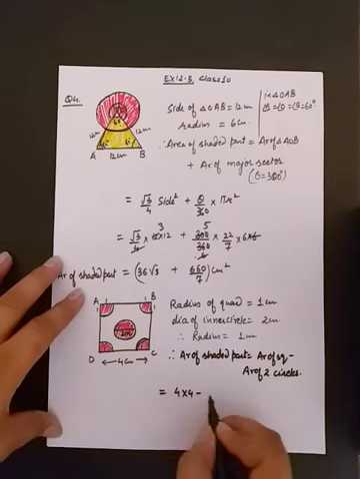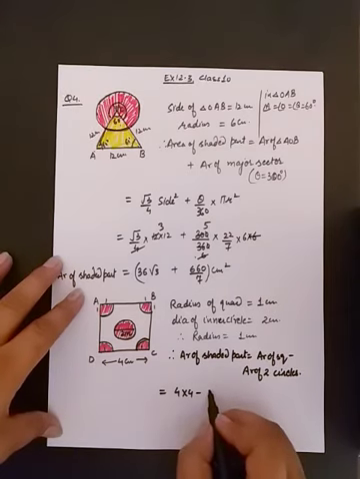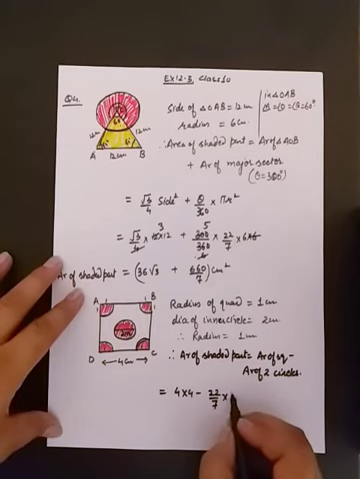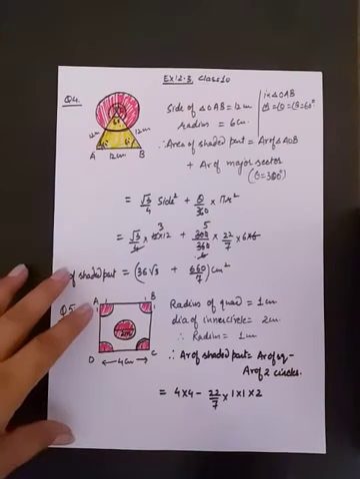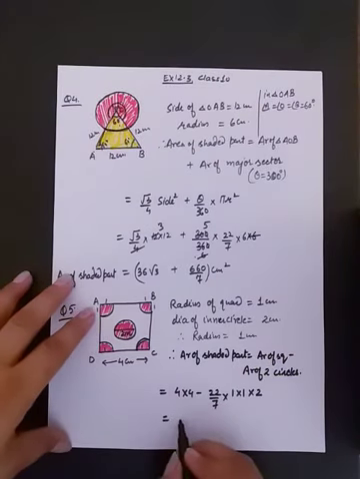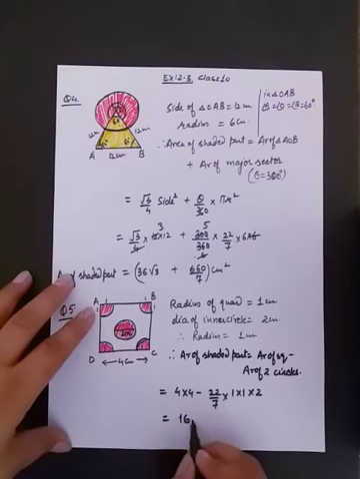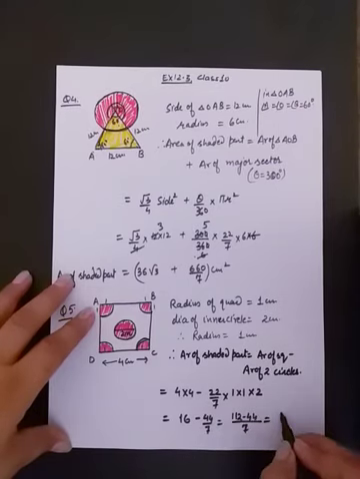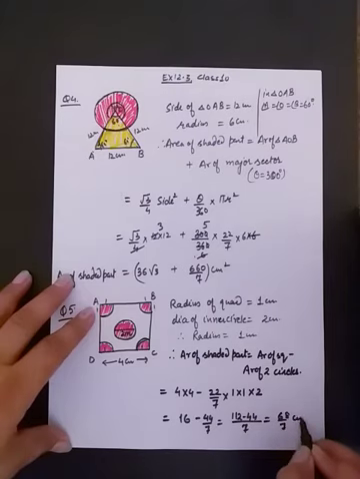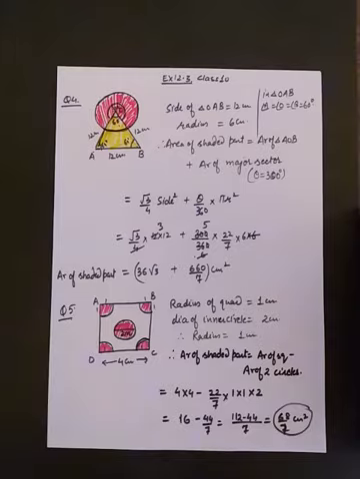4 into 4 minus 22 upon 7 into r square, the radius is 1 into 1, and because there are 2 circles, we have to multiply it by 2 also. And it will be 16 minus 44 by 7, and taking 7 as the LCM, 112 minus 44, we will get 68 by 7 centimeter square as the area of the shaded part.